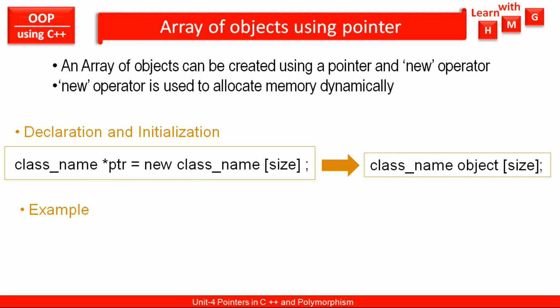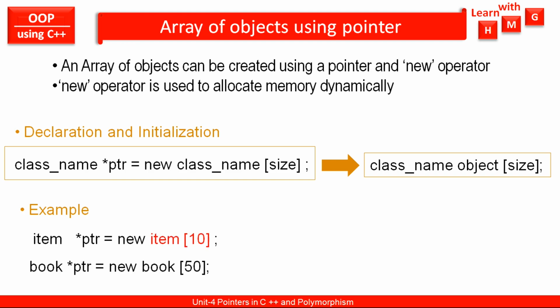Example, here I am creating the array of objects of the type item class, and there are total 10 objects. This array of 10 objects will be created and the memory will be allocated using this new operator, and the address of first location will be assigned to the pointer of the type class item.